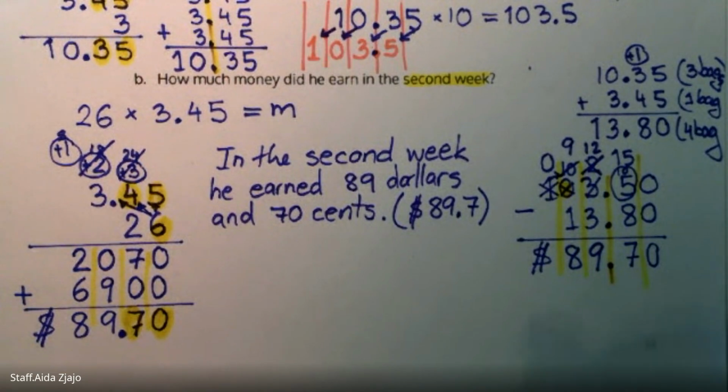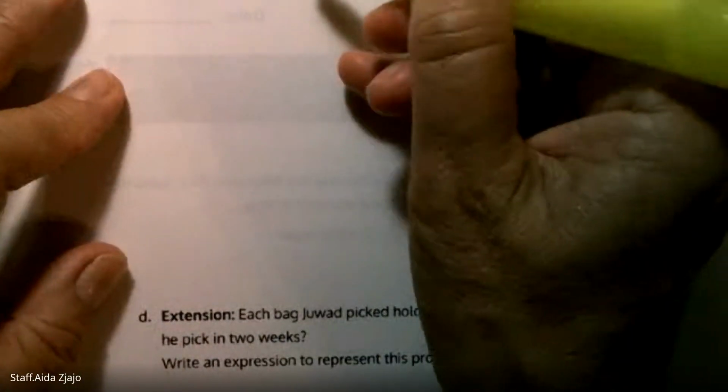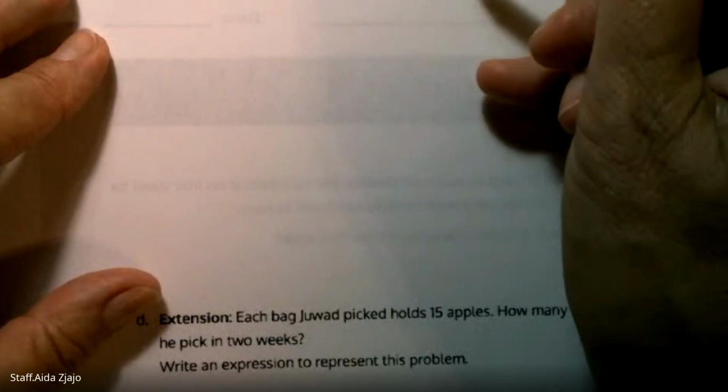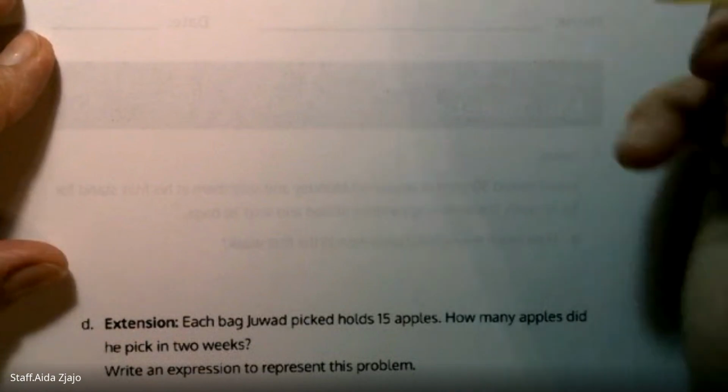All right, so here is question C. How much did Javad earn selling bags of apples these 2 weeks? So how much did he earn?